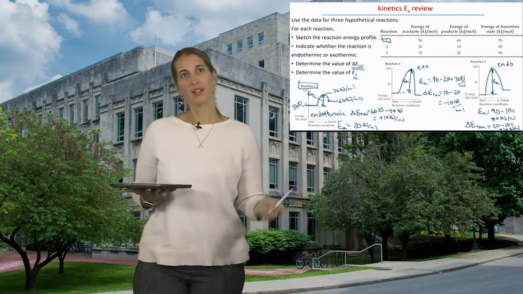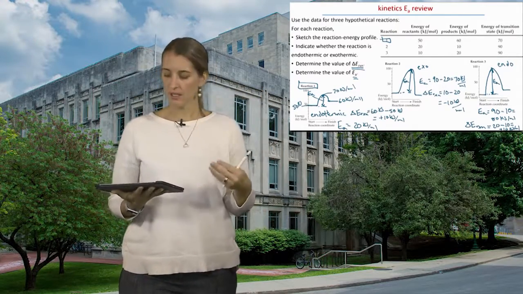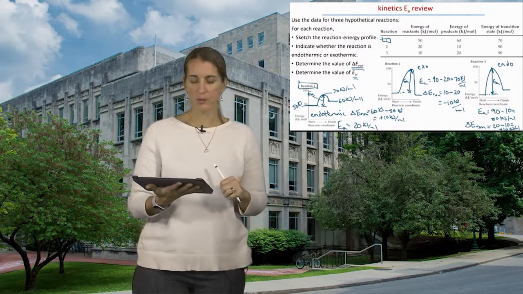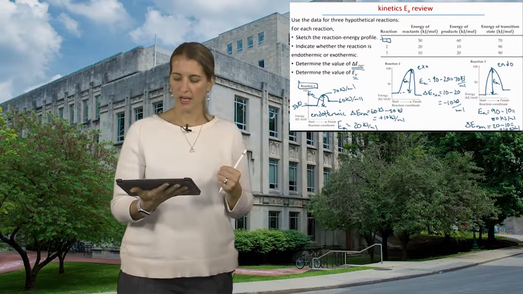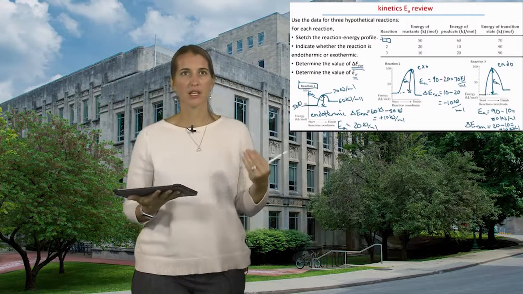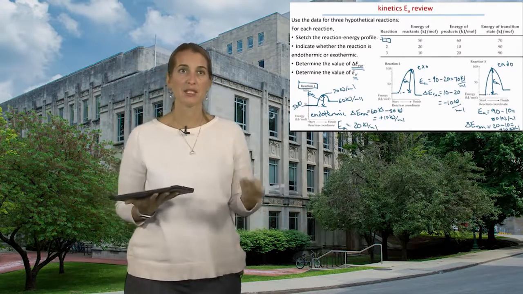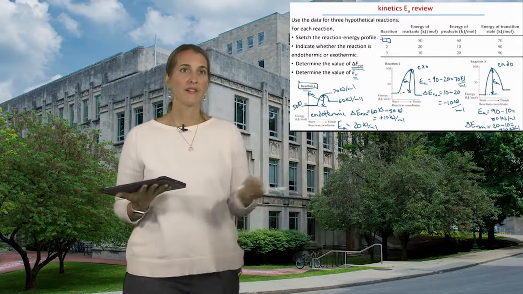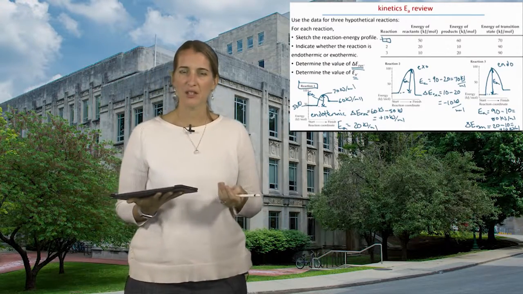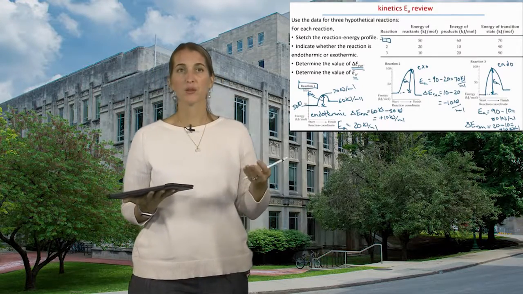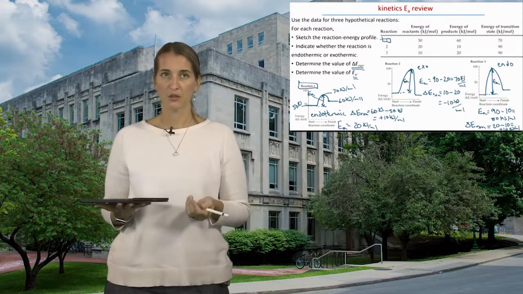We did one together. Looking at the second one, you can see where the reactants start is at 20 kilojoules per mole. The products finish at 10 kilojoules per mole, and the energy of the transition state was all the way up at 90 kilojoules per mole. So this is an exothermic reaction. I calculated the activation energy to be 70 kilojoules per mole, and the total change of energy for the reaction would be negative 10 kilojoules per mole.